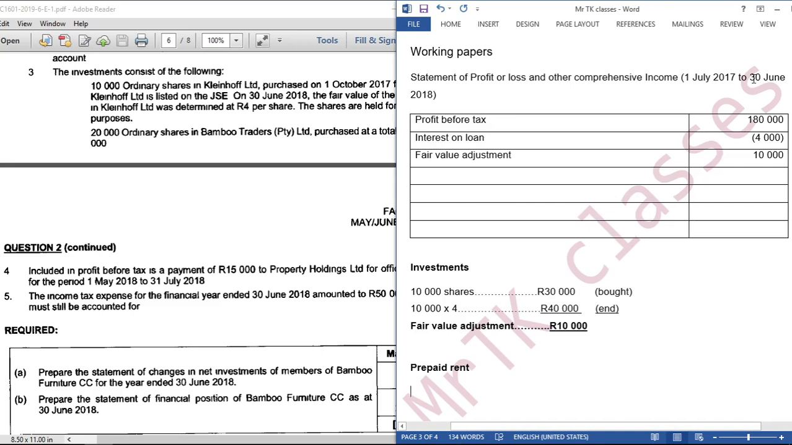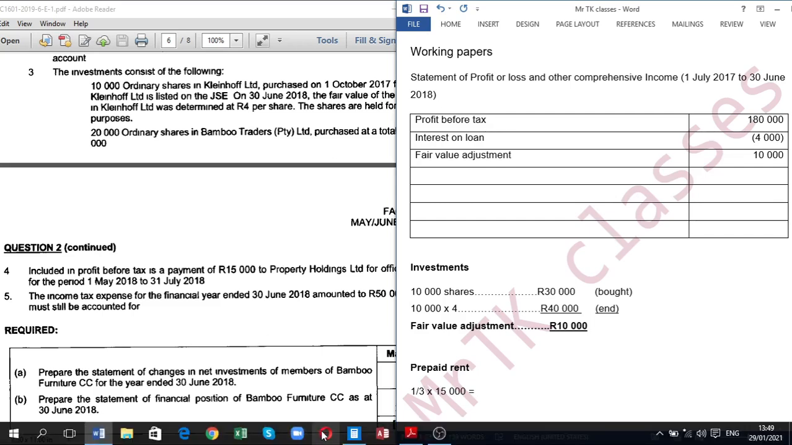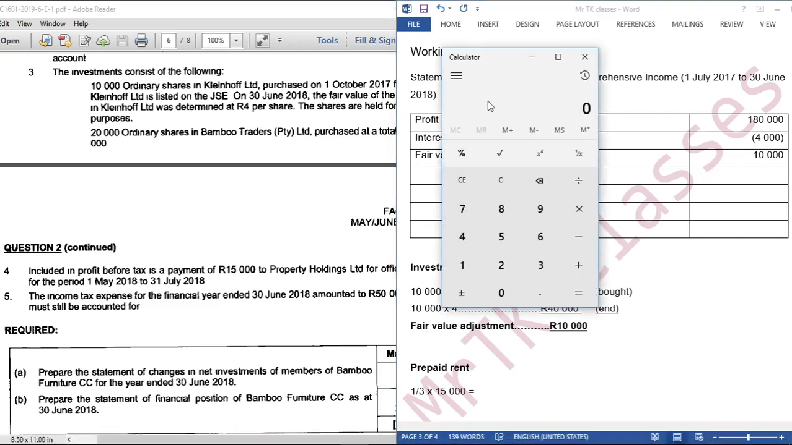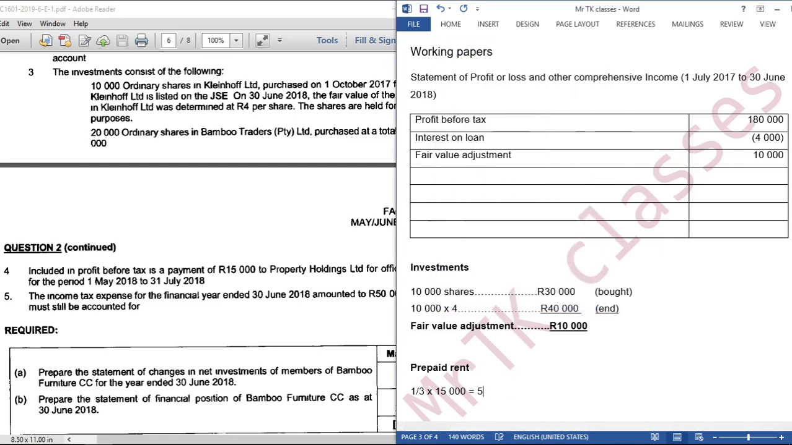You can see that our financial year is ending 30 June 2018, right? And we paid until 31 July 2018, which means July is out of our financial year. It is only 1 month. So we are going to say 1 month out of those 3 months multiplied by 15,000, right? We are going to get 1 divided by 3 multiplied by 15,000, 5,000. So 5,000 for July was a payment in advance.